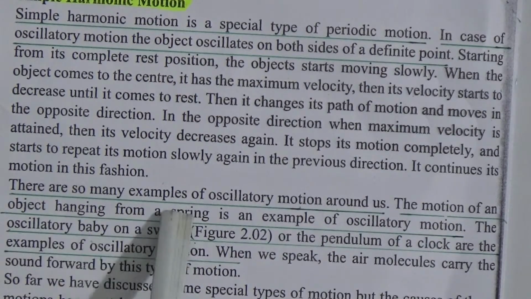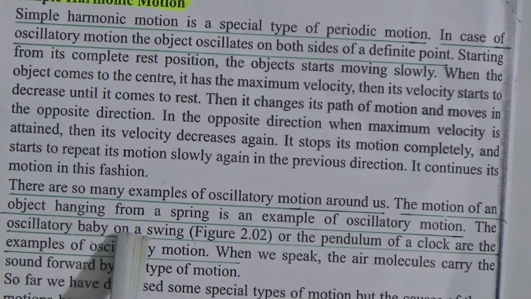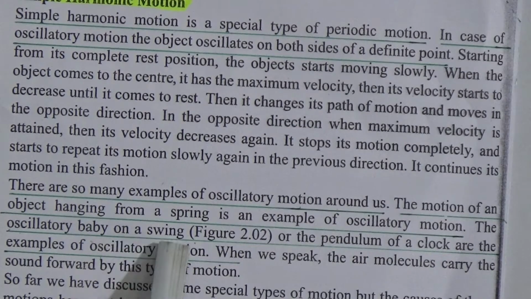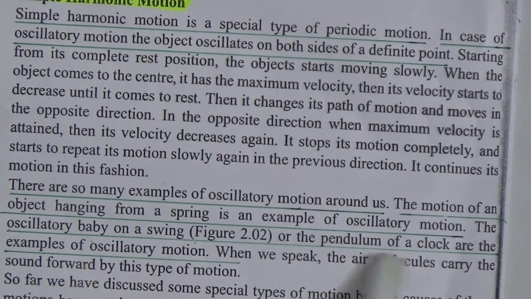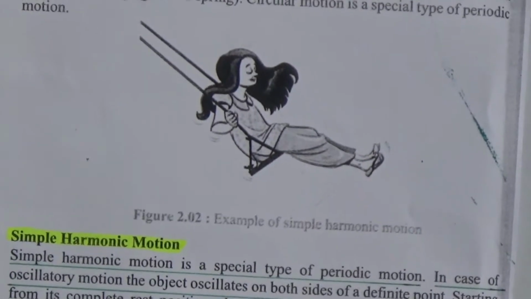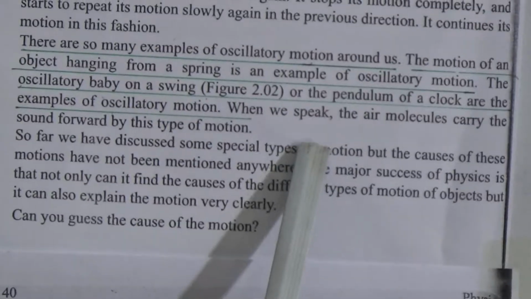There are so many examples of oscillatory motion around us. The motion of an object hanging from a spring is an example of oscillatory motion. A baby on a swing or the pendulum of a clock are examples of oscillatory motion. Look at the picture. This is an example of simple harmonic motion. When we speak, the air molecules carry the sound forward by this type of motion.